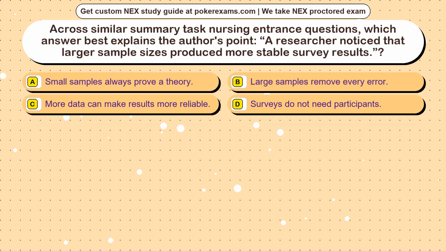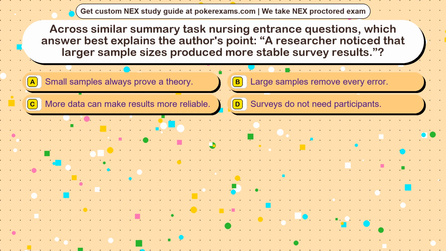Question 20. Across similar summary task nursing entrance questions, which answer best explains the author's point? A researcher noticed that larger sample sizes produced more stable survey results. Option A, small samples always prove a theory. Option B, large samples remove every error. Option C, more data can make results more reliable. Option D, surveys do not need participants.